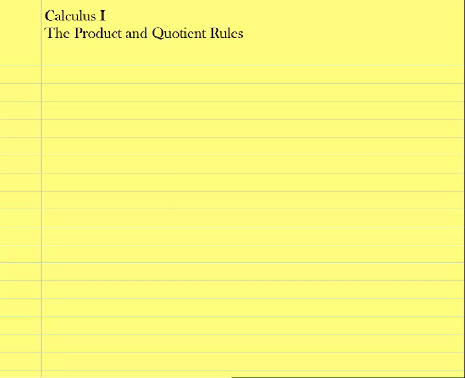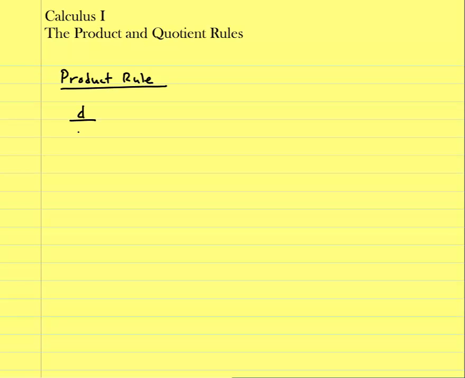When we first learned the shortcut rules, we learned the power rule, if you'll recall, and the constant multiplier rule. But we didn't learn anything about the product or the quotient of derivatives. So let's go ahead and talk about the product rule first. So we're trying to figure out how to take a derivative of a product.